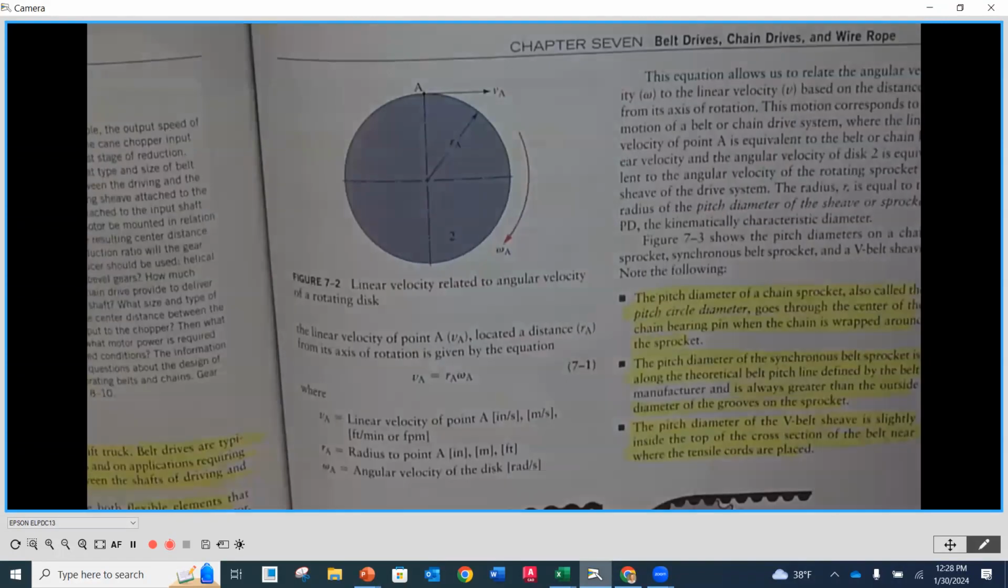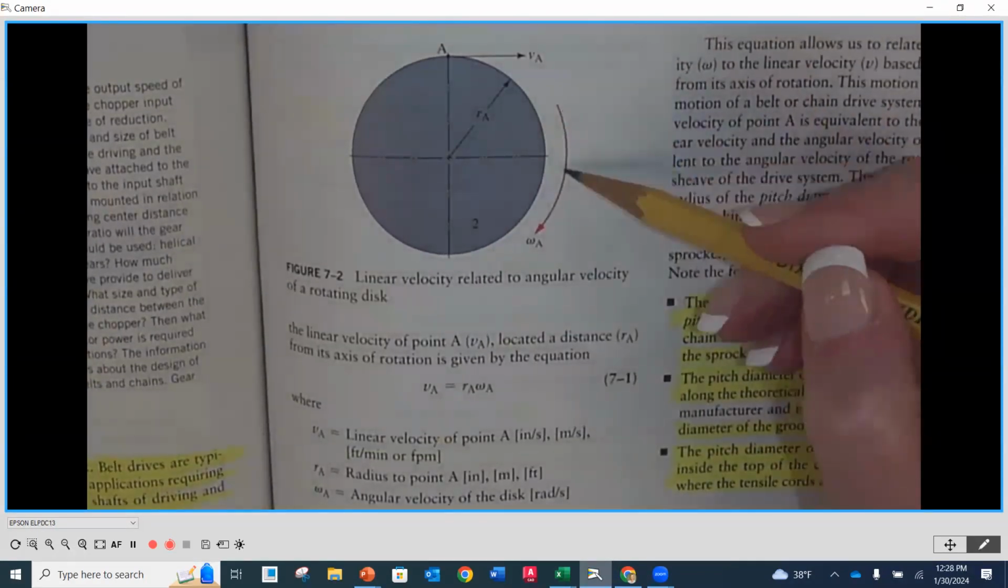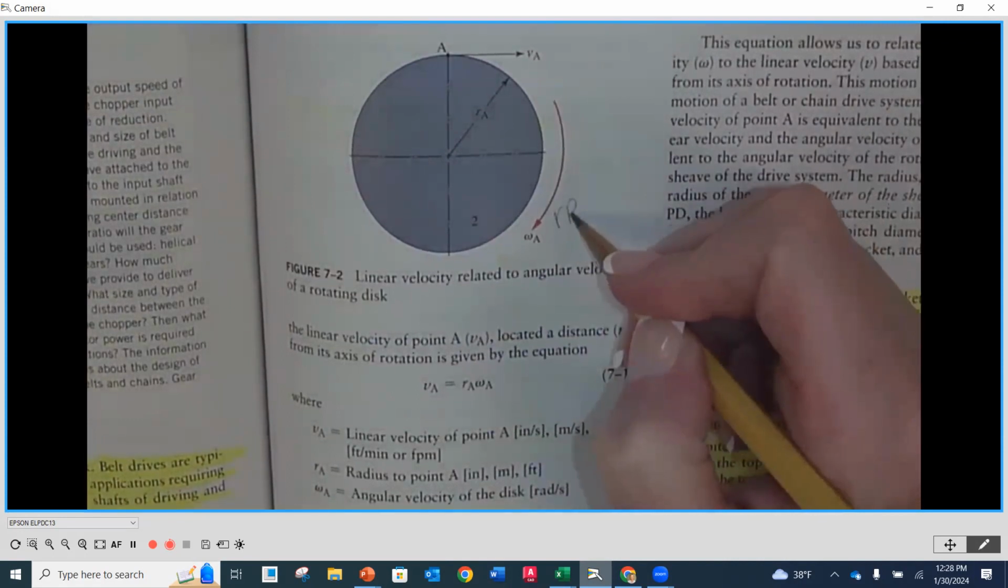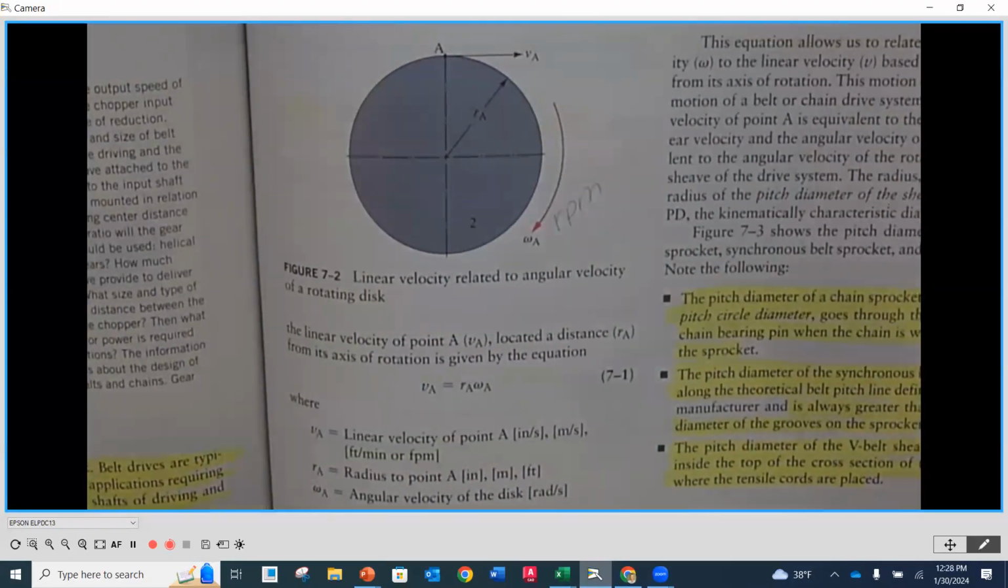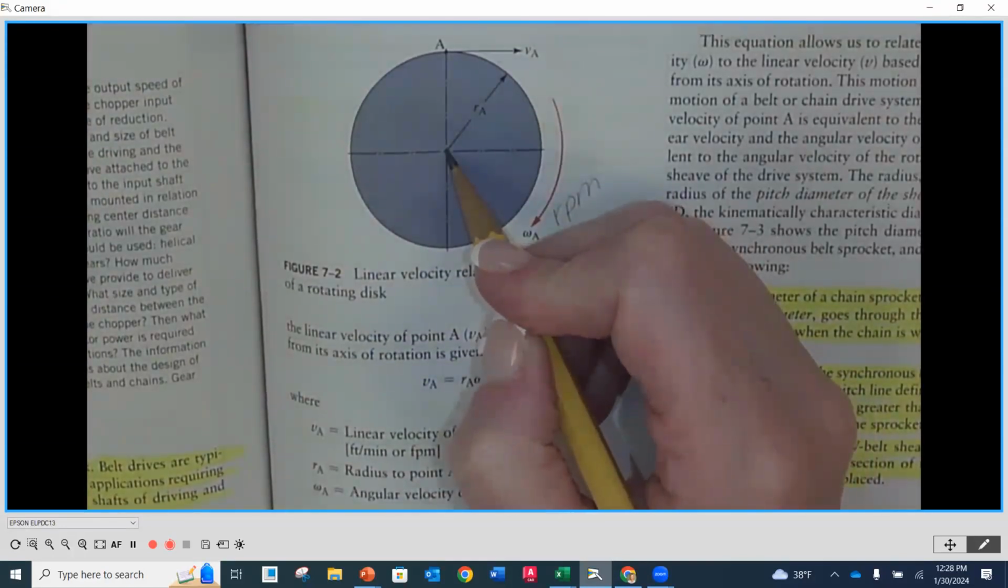You'll notice that we have a rotating disc, okay? The rotating disc has a rotational speed of WA. We call that the angular speed or the rotational speed. Most often this is given in RPMs, right? How many revolutions per minute is this rotating at? And it's going to be rotating about a center, right?